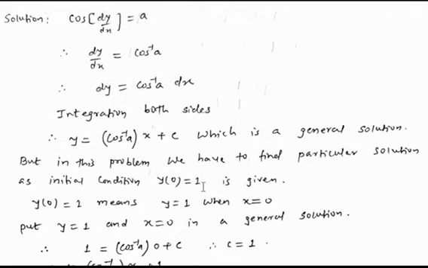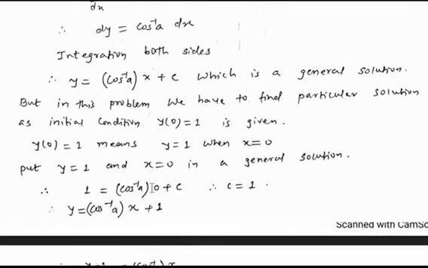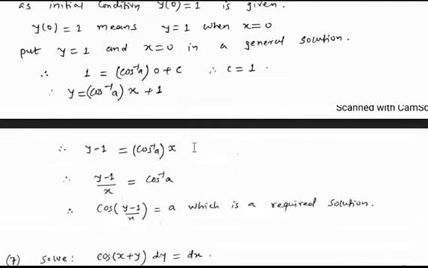Now what is the meaning of y of 0 equals to 1? It means the value of y is 1 when x is 0. So put the value of x equals to 0 and y equals to 1 in this general solution. So y is 1, cos inverse a as it is, and x is 0, plus c. Cos inverse a into 0 is 0, so the value of c is 1. Now again put the value of c equals to 1 over here. So the required particular solution is y equals to cos inverse a into x plus 1. Then after further simplifying, y minus 1 equals to cos inverse a into x. So y minus 1 upon x equals to cos inverse a. So cosine of y minus 1 over x is equal to a. This is the required solution.